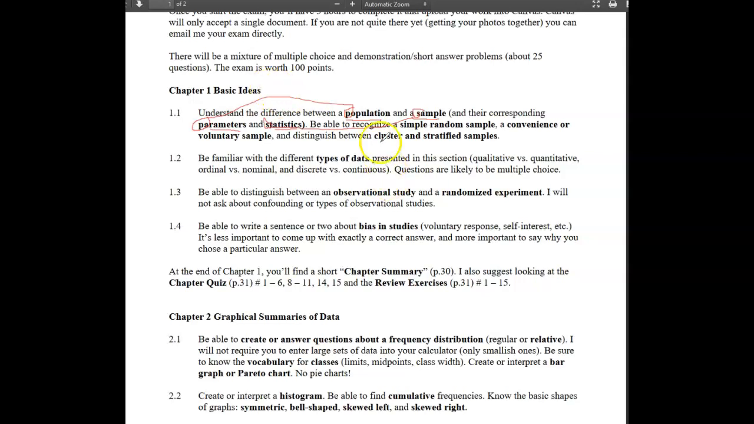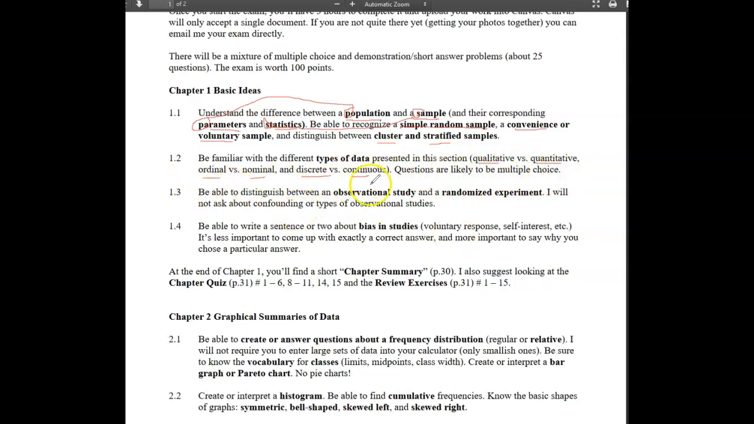That same mean and standard deviation are just called a statistic if it's for a sample. And then we talked a little bit about kinds of ways to get samples in the first place. Simple random sample, convenience or voluntary sample, very similar. And then the clustered and stratified, which are a little bit harder to tell apart. Do you know about those? And then be familiar with the different types of data in 1.2. The main words there: qualitative versus quantitative, ordinal versus nominal, discrete versus continuous. And as I say here, questions will be multiple choice from this section.